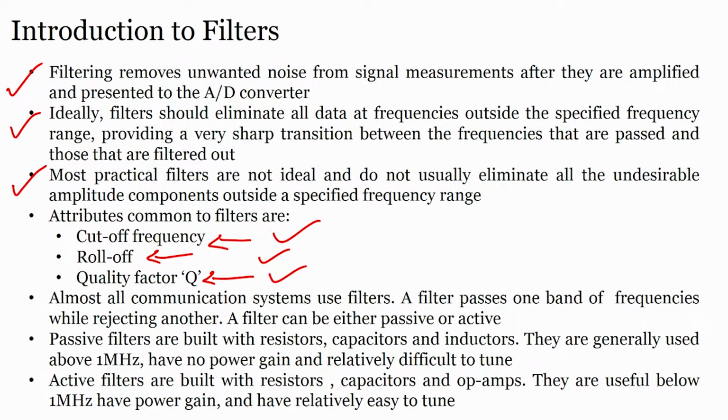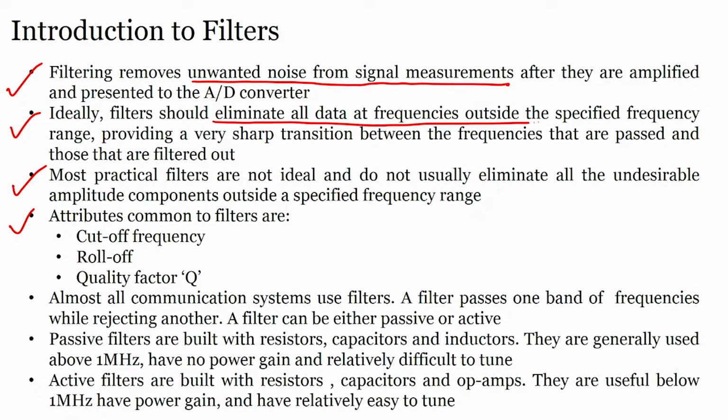Okay. Now, what we have seen until here: first, it removes unwanted noise from signal measurements, that is a roll off filter. Second, it should eliminate all the data frequencies outside the specified range of frequencies. Third, it should have a very sharp transition between frequencies that are passed and those that are filtered out. Fourth, ideally they do not usually eliminate all the undesirable frequencies. This is what we have understood about the filters. Then we have seen attributes common to filters, three attributes: cutoff frequency, roll off and quality factor, alright.